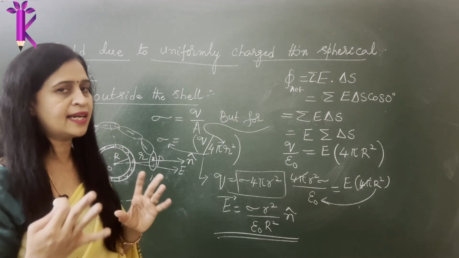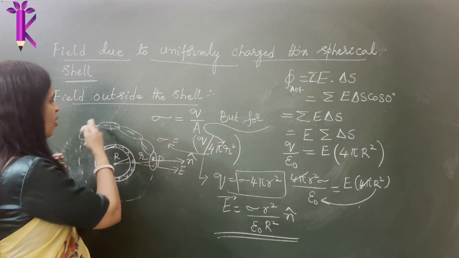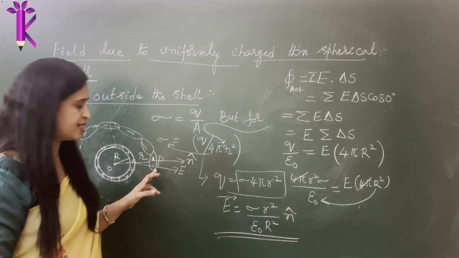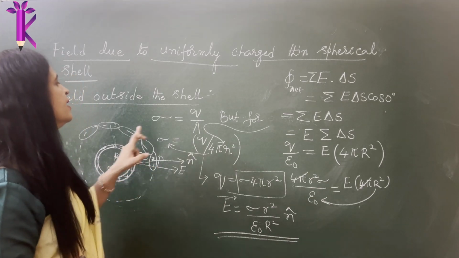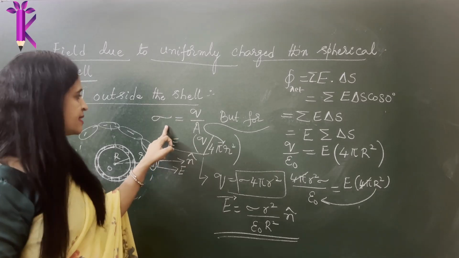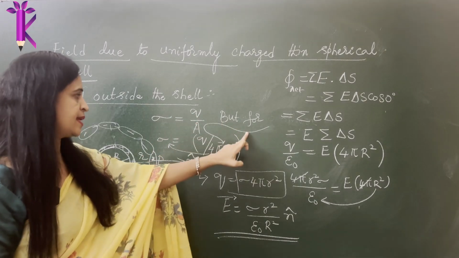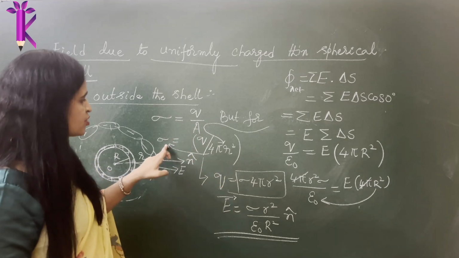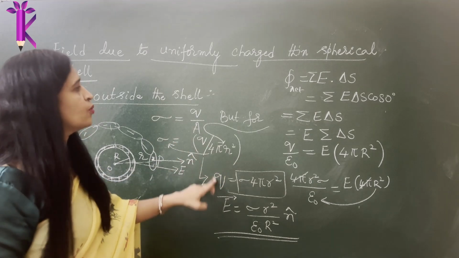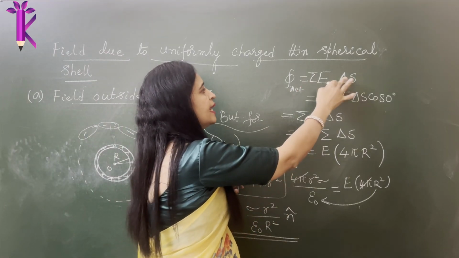So how do you start? I repeat it. First you start by saying, consider a point P on the imaginary spherical Gaussian surface at a distance r from the center of the spherical shell. Let the surface charge density be given by sigma, which is Q by A. But for a sphere, area is given by 4 pi R square. So you cross multiply, find out what is Q. Then write down, the net flux is given by sigma E delta S.